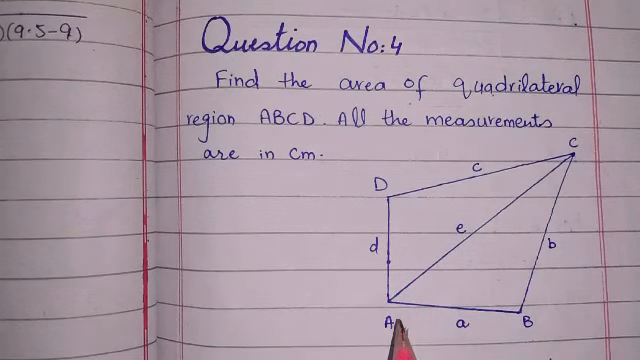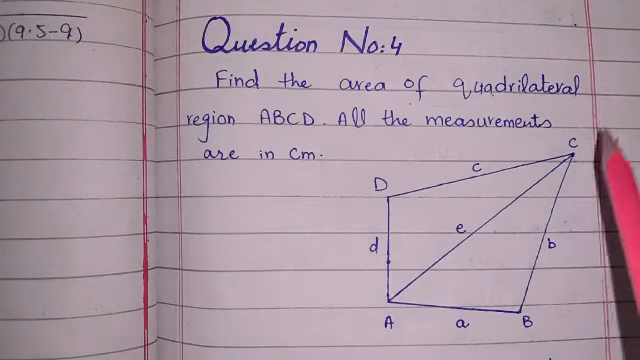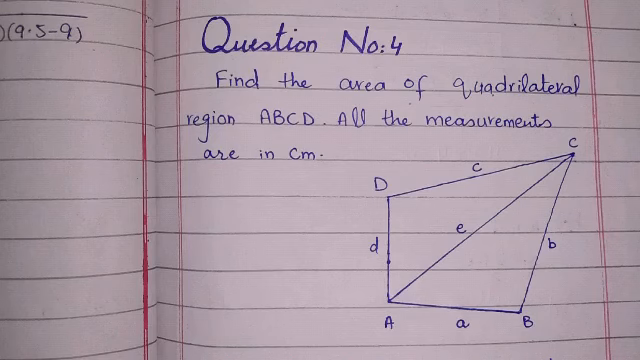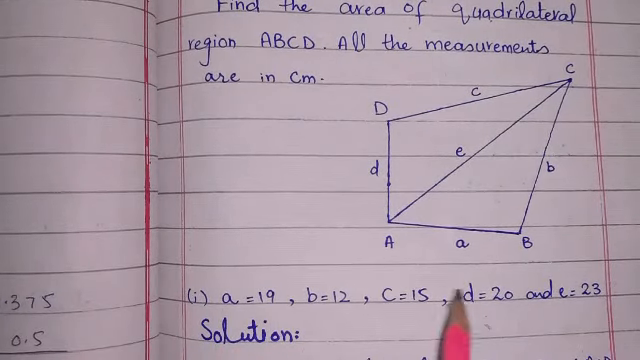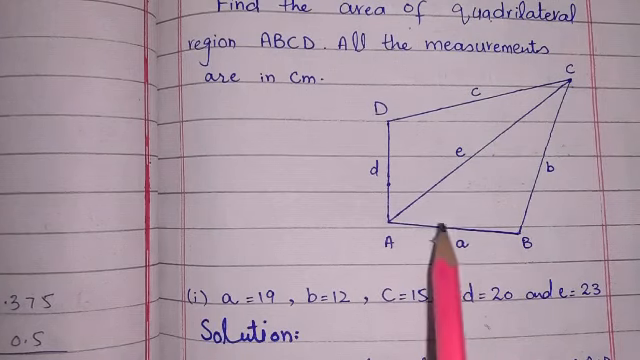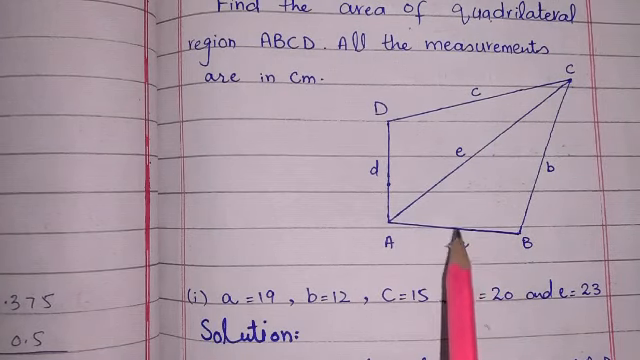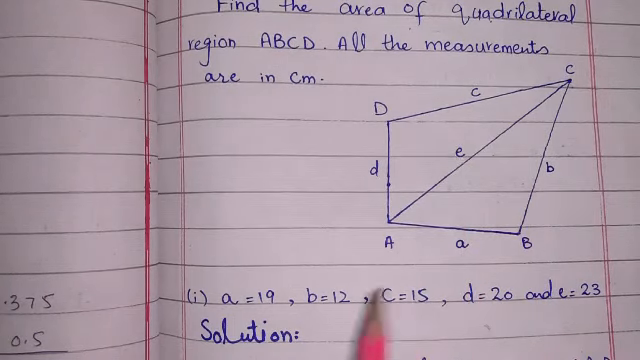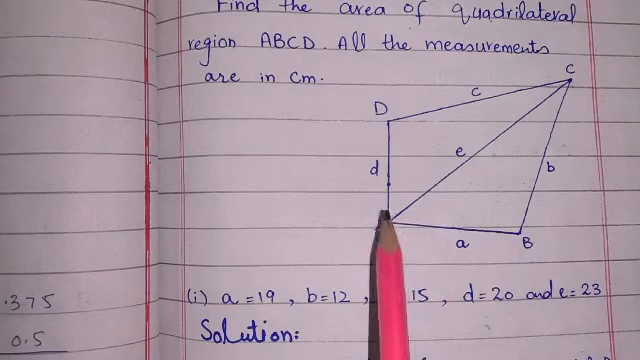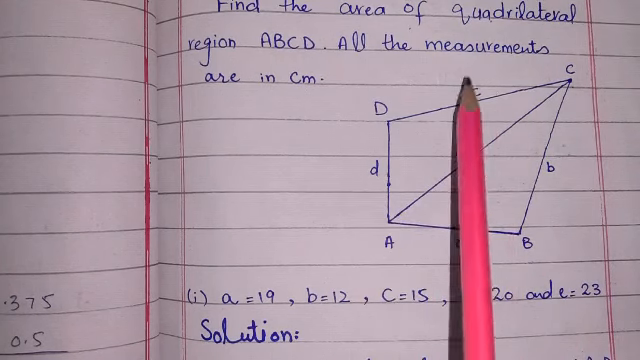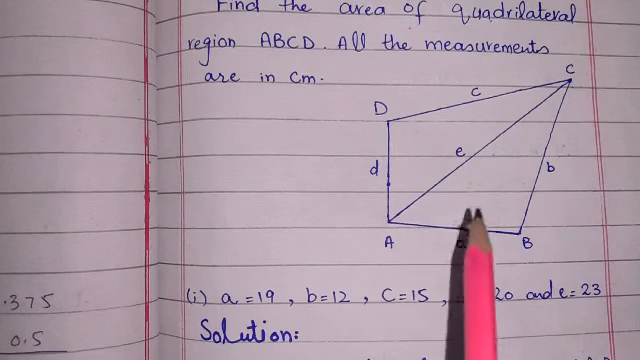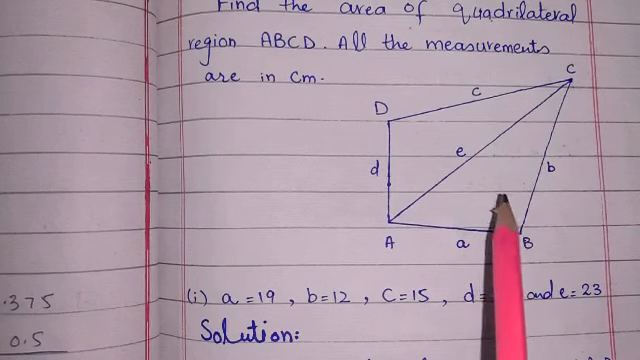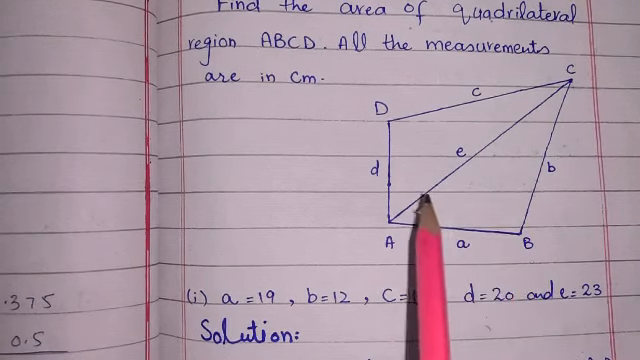But how do we find the areas of triangles ABC and ACD? By using our Heron's formula. As you can see, in part 1 they gave us the measurements A, B, C, D, E, and here in the triangles we need the measurements. For ABC we need A, B, E; we have all measurements. For triangle ACD we have the measurements C, D as well as E. So we'll use Heron's formula turn by turn to find the areas of the triangles, and in the last we will add both areas to find the area of the quadrilateral.